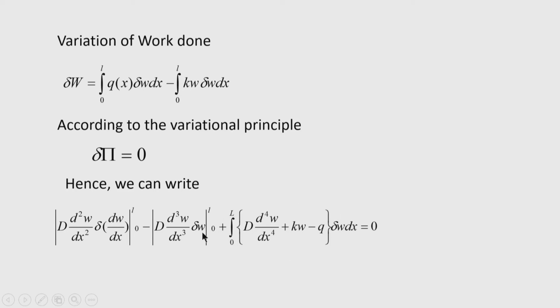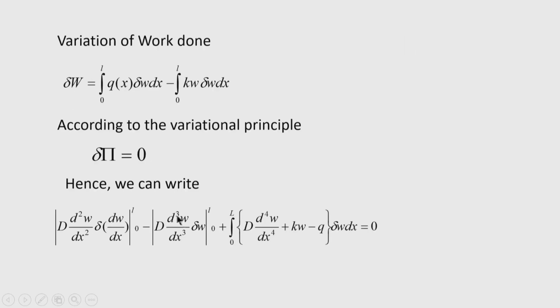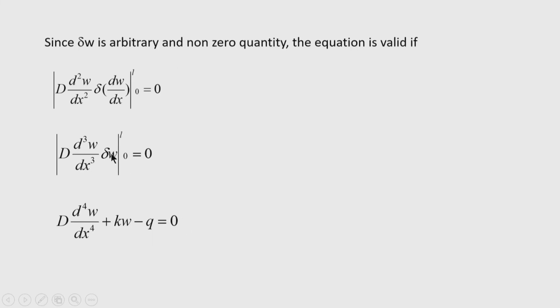Now, the right hand side is 0, that means here we know that del w is not 0, it is an arbitrary quantity, an arbitrary virtual displacement which is not 0. So, it indicates that the term inside the second bracket should be 0, and the boundary quantities should also be 0. Based on that we can now write this first quantity is this, second quantity is this, and we write this equal to 0, and third is the quantity inside the integral, and this is also equated to 0.